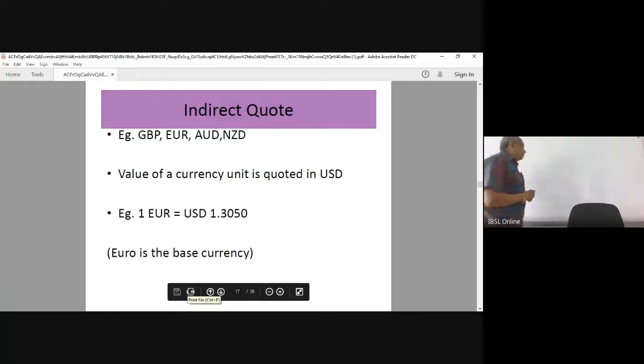For example, 1 euro is equal to US dollars 1.3050. The value of a currency unit is quoted in US dollars. Here the euro is the base currency.